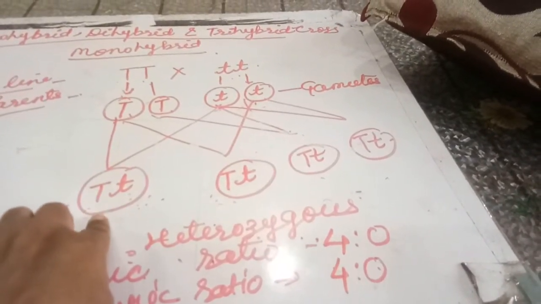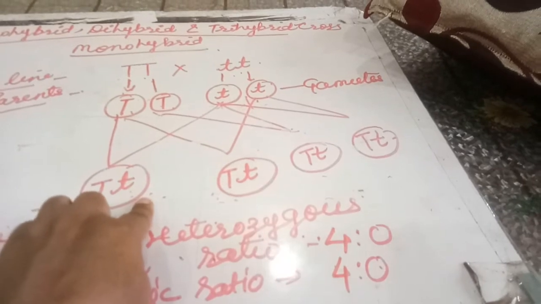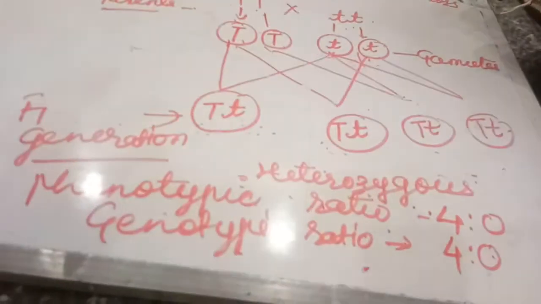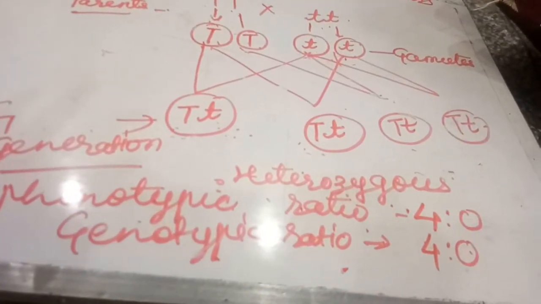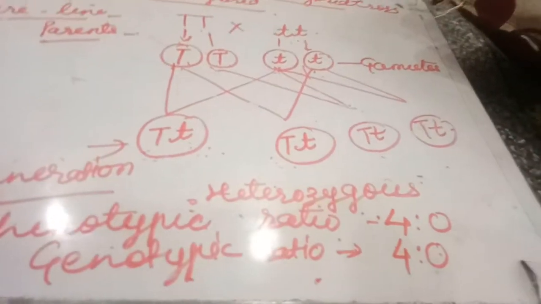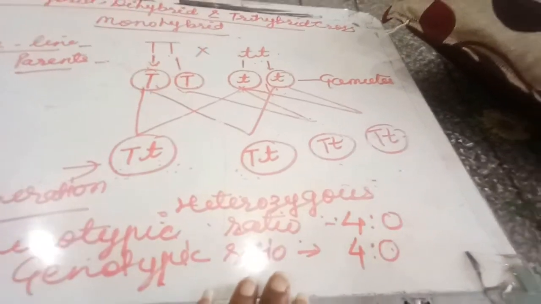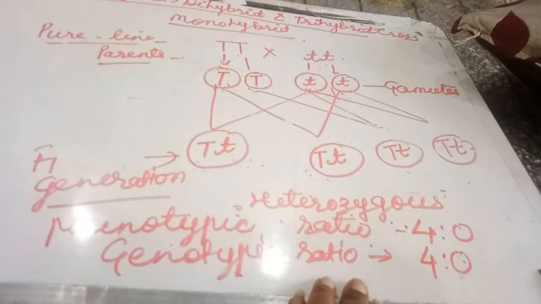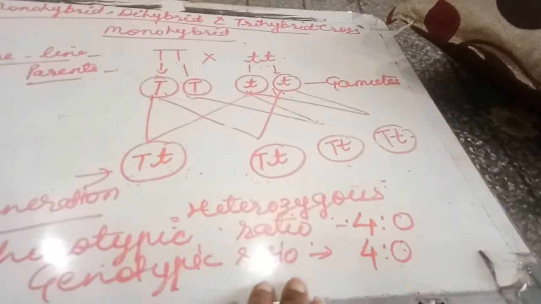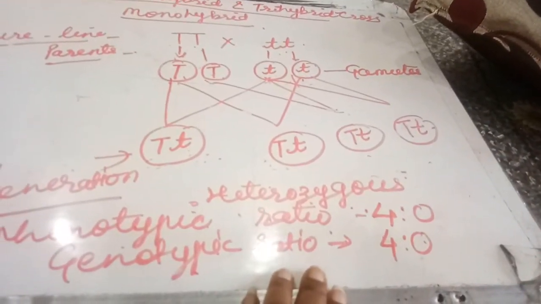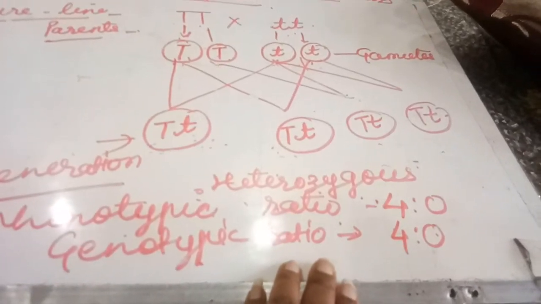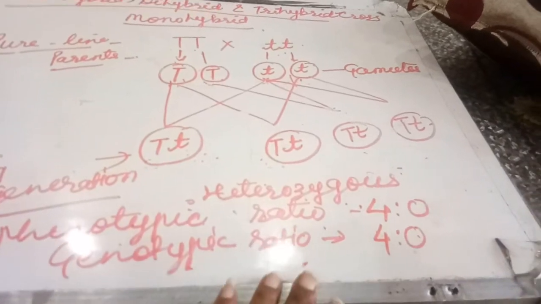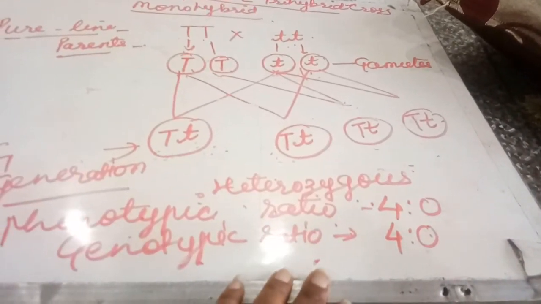It means the tall and dwarf characters are both present here, but physically only the tall character is expressed in the F1 generation. That's why it is also called the law of dominance, which was given by Mendel. So in the monohybrid cross, in the F1 generation we got heterozygous tall plants. That's why the phenotypic ratio is 4:0, and the genotypic ratio is 4:0.